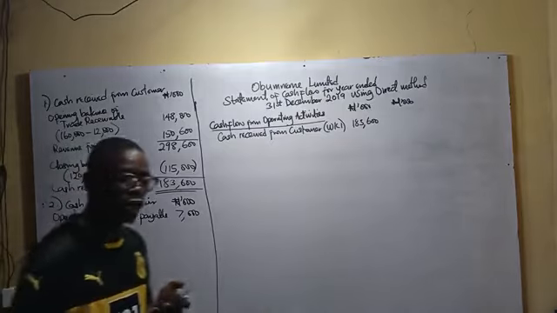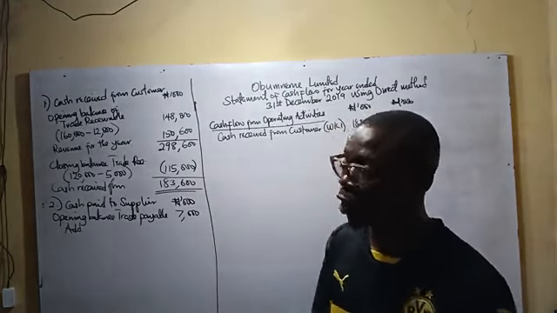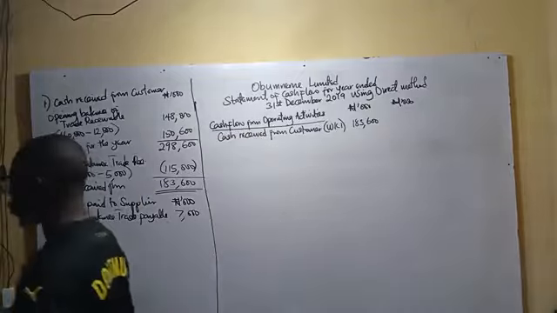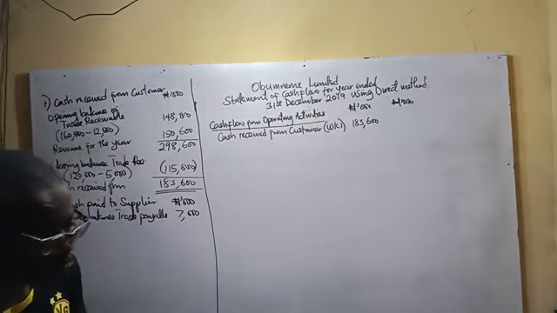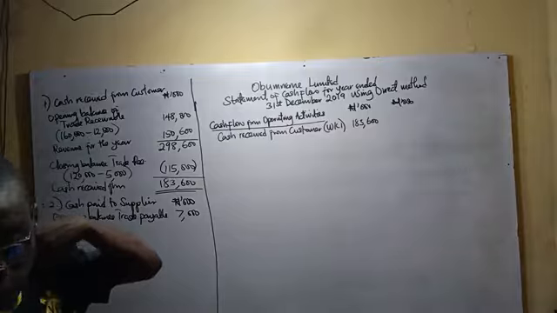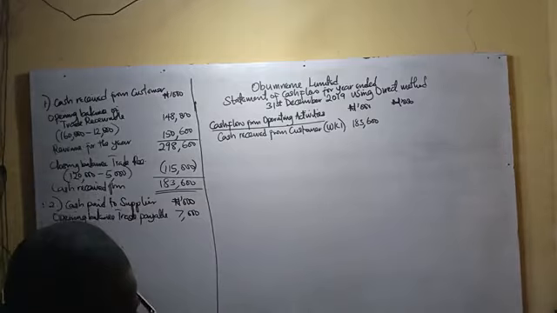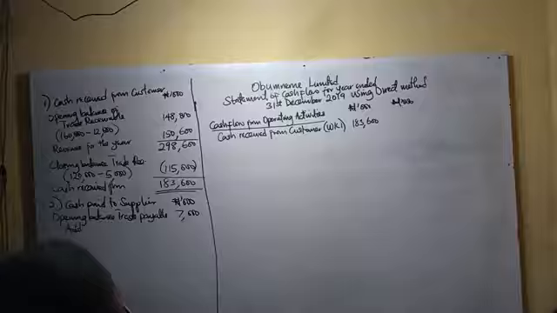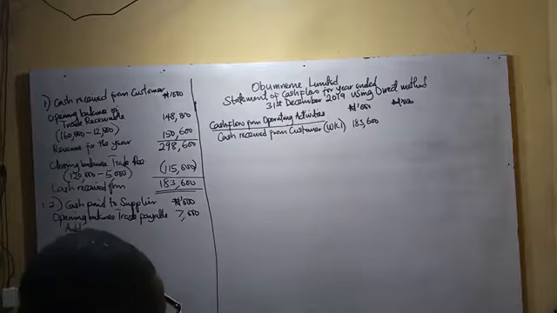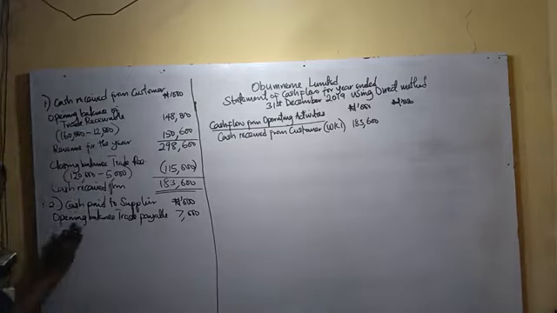Your purchases is not given in this question. Don't forget that your purchases will be inside your cost of sales. In this question, they didn't categorically state how much goods you have purchased from your supplier. But don't forget that when calculating cost of sales, it will be opening inventory plus purchases. So automatically your purchase is in your cost of sales. If purchase is not given directly, you add your cost of sales.